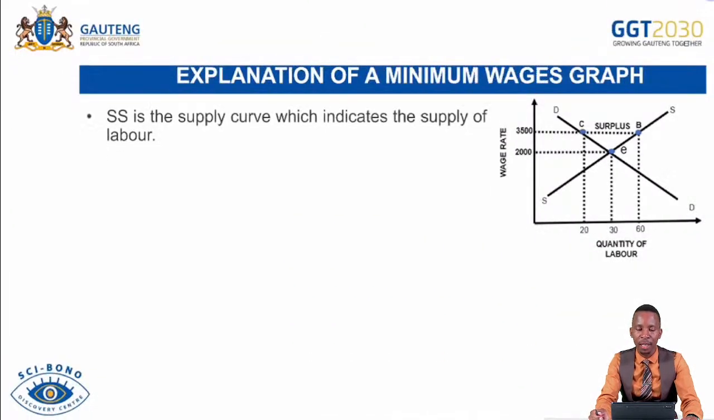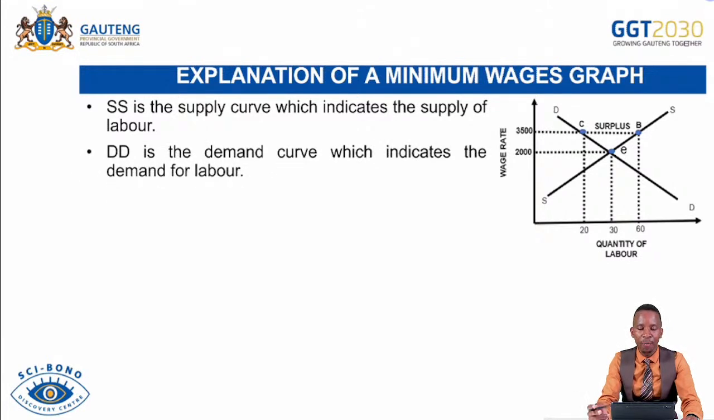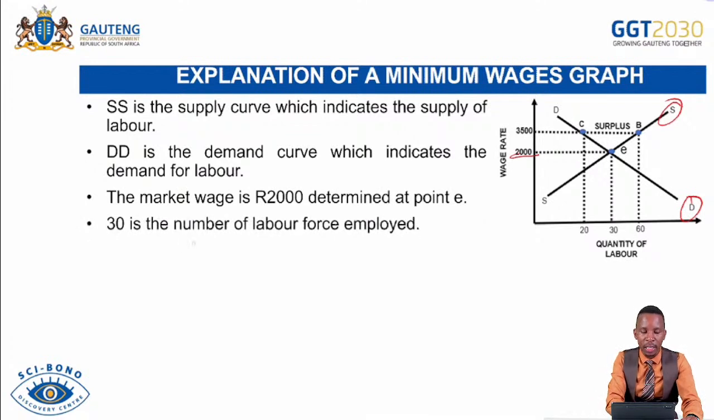Let's look at the graph interpretation. The same graph is back in terms of minimum wage. SS is the supply curve, which indicates the supply of labor, while DD is the demand curve, which indicates the demand for labor. So these are the points I'm talking about. And then we continue. The market wage is 2,000. According to market forces, demand and supply, each worker should be paid about 2,000 per month, not 3,500. 30 is the number of the labor force employed. So at the equilibrium point, 30 million workers are employed.